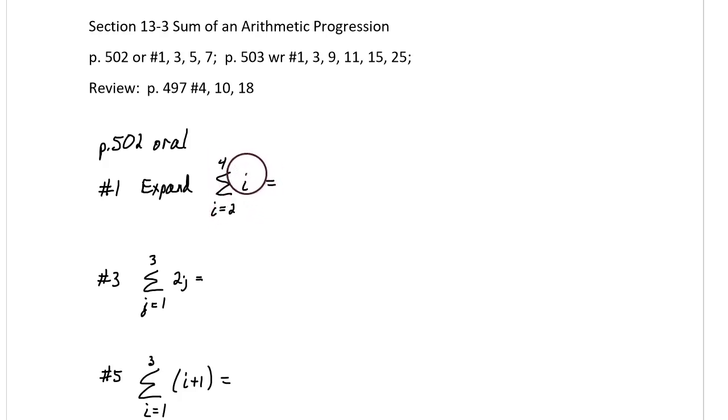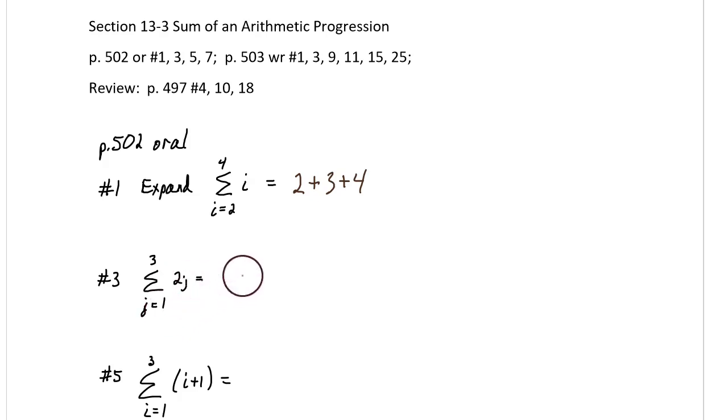And then over here on the side of the sigma is the formula that you're inputting values into. So to expand this, first put in 2 where the i is. That creates a 2. Then use a plus sign because the sigma refers to summing terms together. Now put in 3 for i, and then put in 4 for i. So here's our expansion.